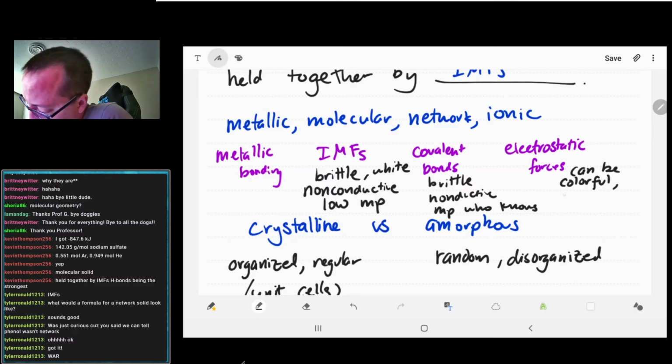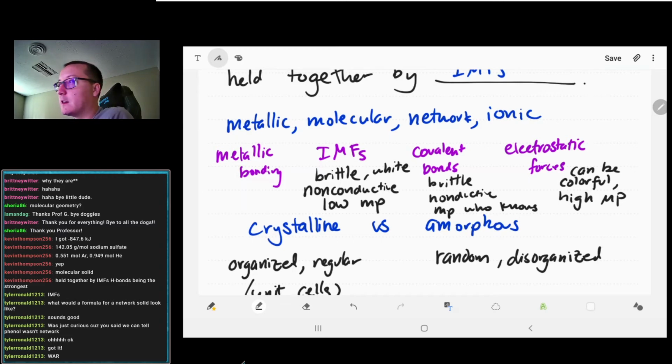Ionic solids typically have very high melting points, in the thousands of degrees Celsius. Sodium chloride melts at 3,000 degrees Celsius. These would be conductive when dissolved. Remember, ionic solids, if they're going to dissolve, would conduct electricity. So, just some other stuff about these solids.